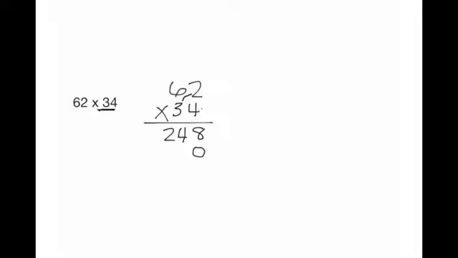So 3 times 2 is 6. 3 times 6 is 18. Now that we've finished multiplying everything here, we're going to add. So 8 plus 0 is 8. 4 plus 6 is 10. I'm going to put that 0, carry the 1. 1 plus 2 is 3. 3 plus 8 is 11. Put the 1, carry the 1. 1 plus 1 is 2. My answer is 2,108.